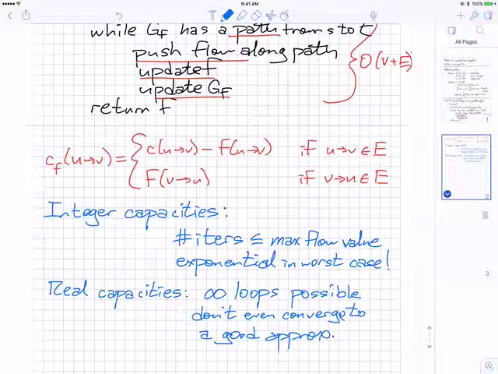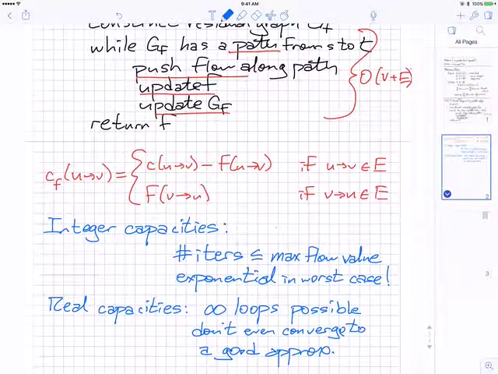In practice, the infinite loops and the lack of convergence is not really something that shows up very often. It can rear its ugly head if you're doing floating point arithmetic and you're really evil about setting up the problem, and really evil about making the choices about which path to augment on. This is more of a landmine that you have to avoid if you really want to be able to prove things about what your algorithm is doing.